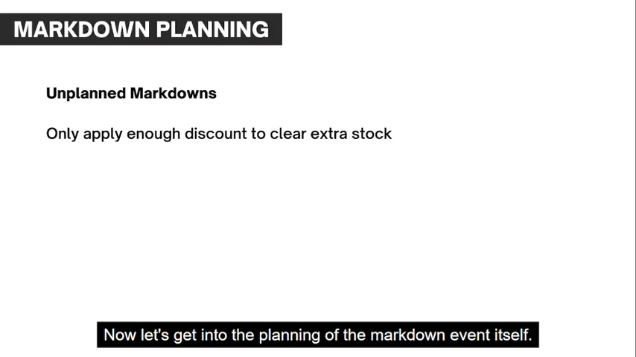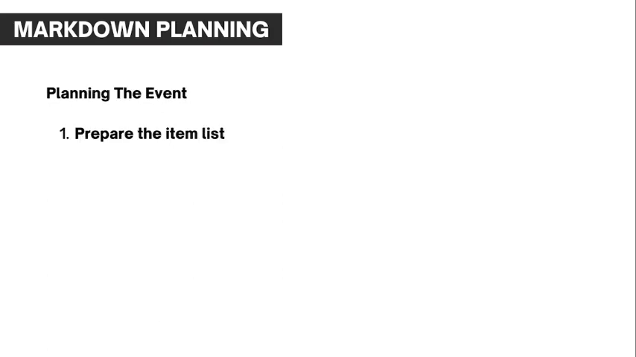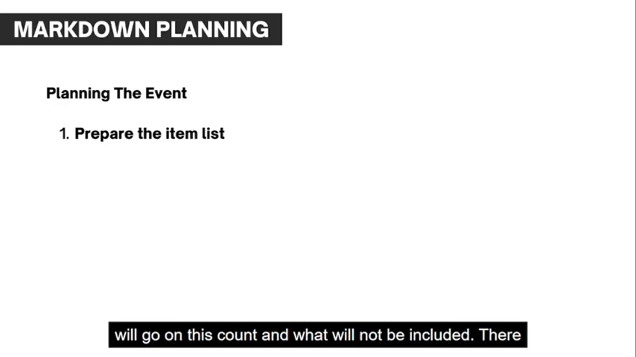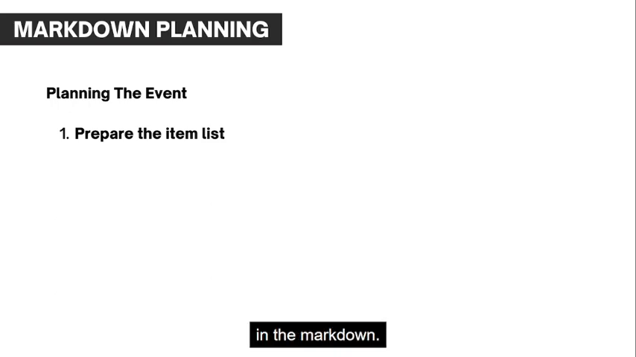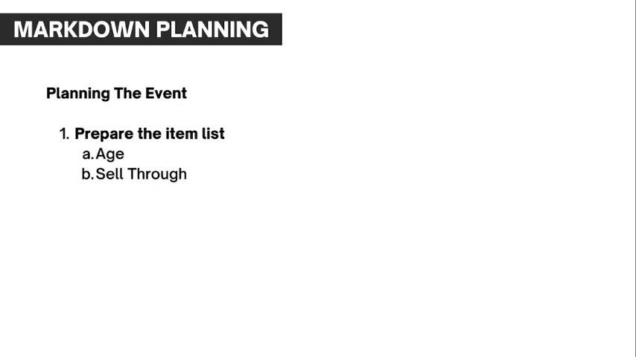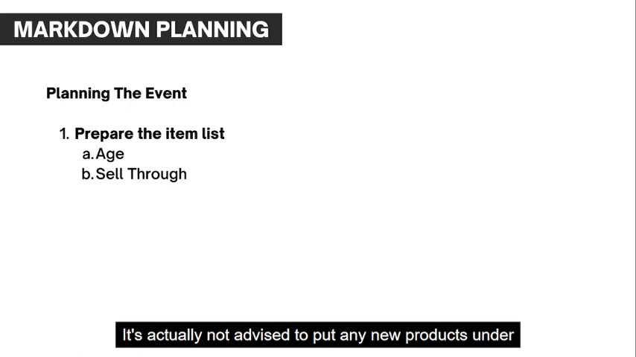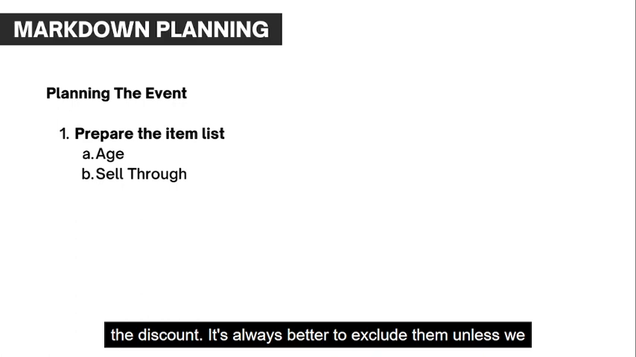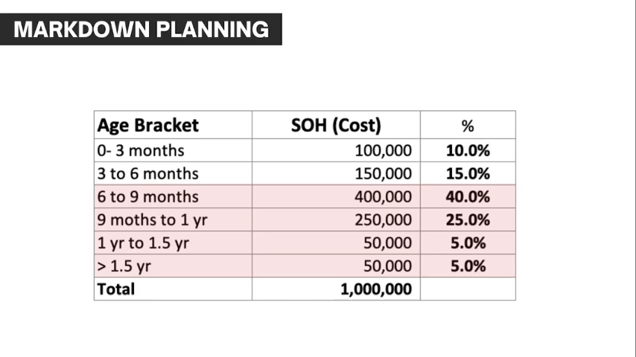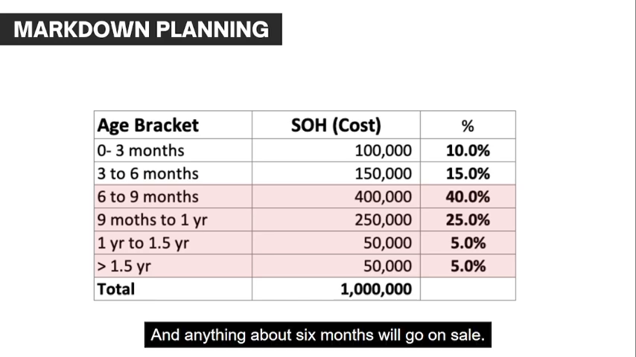Now let's get into the planning of the markdown event itself. The first step is to prepare the sales list or the item list. This list will tell us what will go on discount and what will not be included. There are two factors that determine what will go in the markdown: the age of the product and the sell-through rate at this age. It's actually not advised to put any new products under discount. It's always better to exclude them unless we are running a store-wide promotion for a certain event date that's very short. But for normal markdown events, the inclusion will start at a certain age. Let's say this age is 6 months, and anything above 6 months will go on sale.